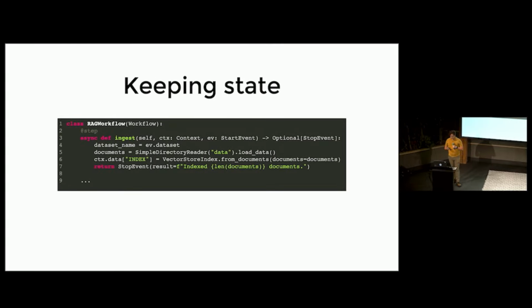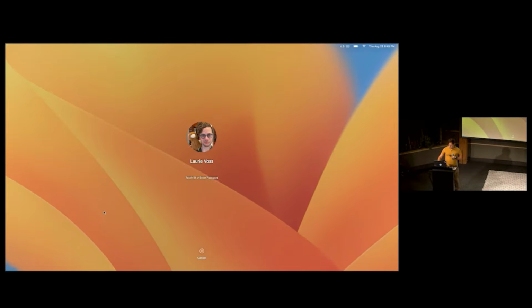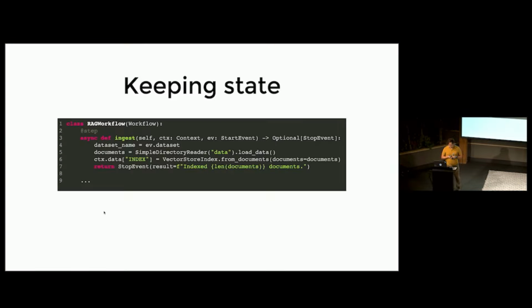In addition to passing events around, there's also a global state that all of your steps share, so that you don't have to be constantly passing all of your data from one step to the other. You can see here we're calling simple directory reader, just like we did in the 5-line starter that I showed you at the beginning. And we're assigning it to a variable called index, which makes it available to every step in the flow.